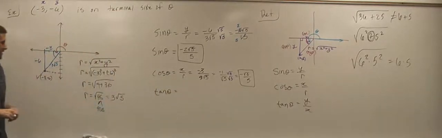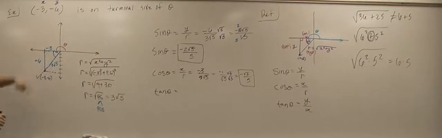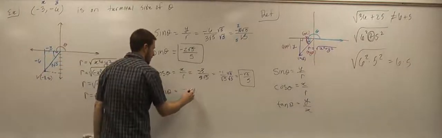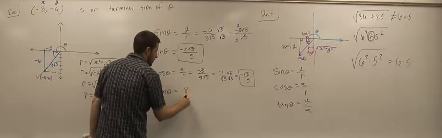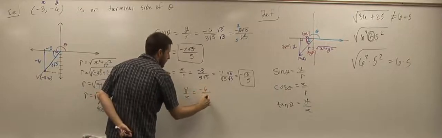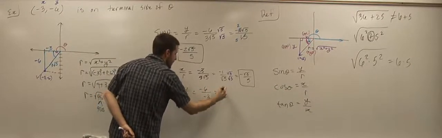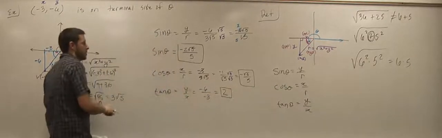It is expected that you learn. Tan theta, opposite over adjacent, or y over x. So negative 6 over negative 3. Here the negatives cancel and you actually get a positive answer for tan.